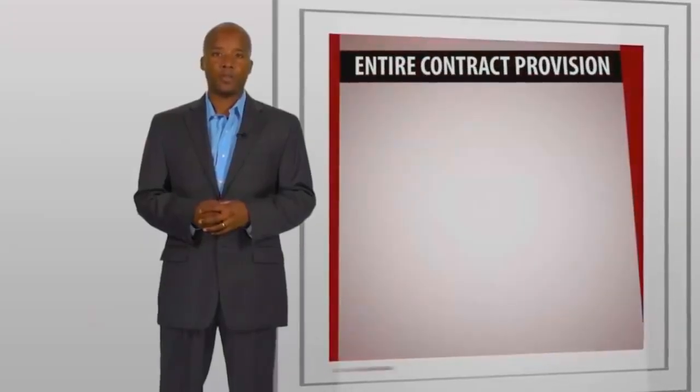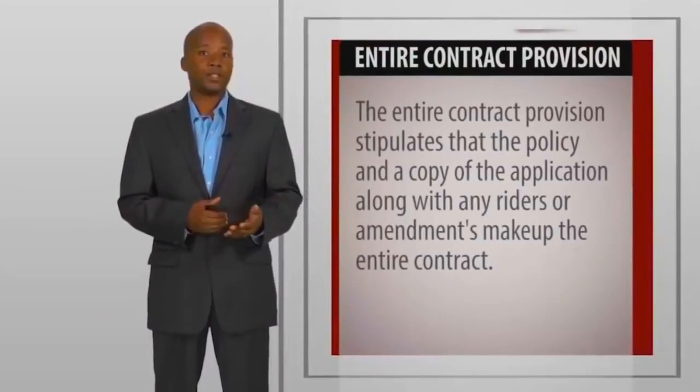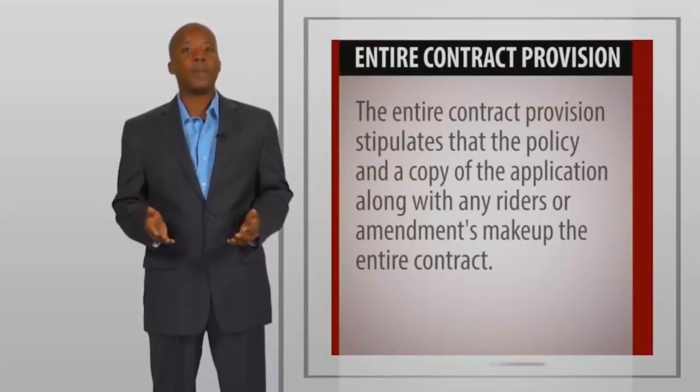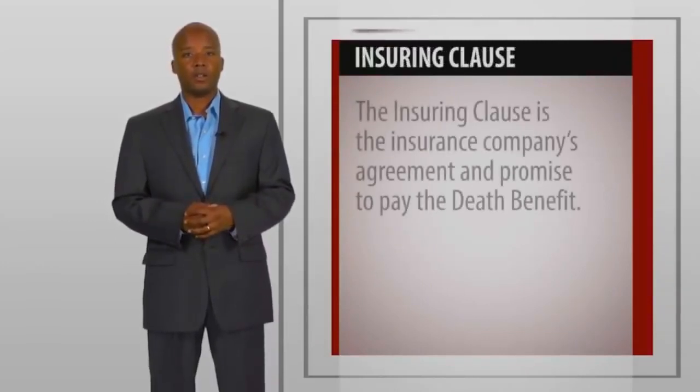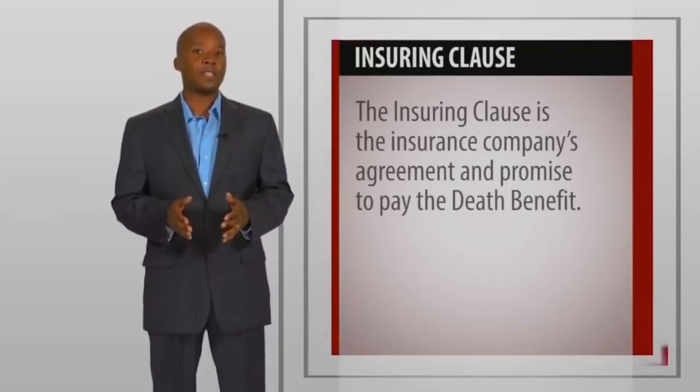Entire contract provision. The entire contract provision stipulates that the policy and a copy of the application, along with any riders or amendments, make up the entire contract. Insuring clause. The insuring clause is the company's agreement and promise to pay the death benefit.